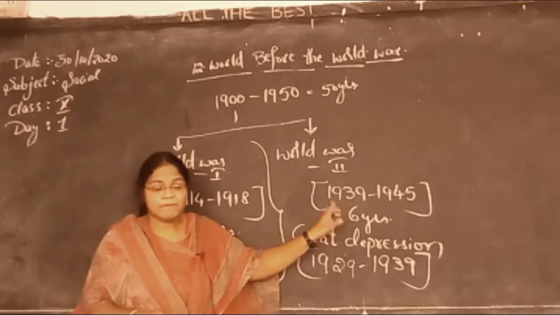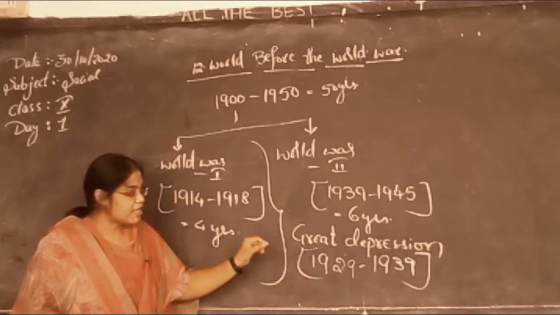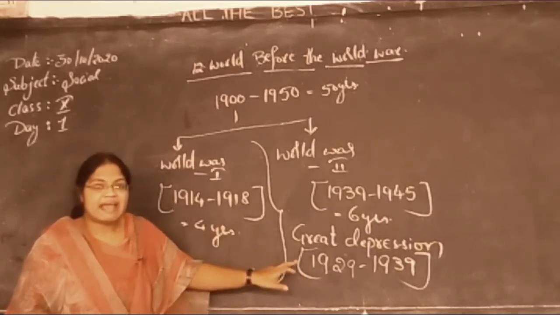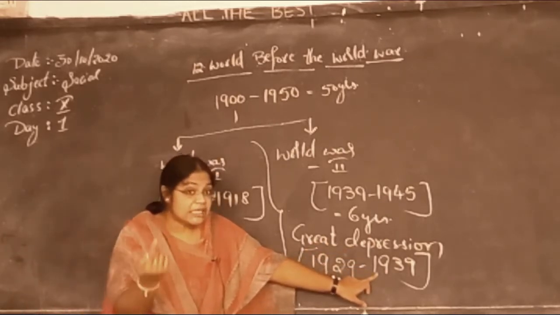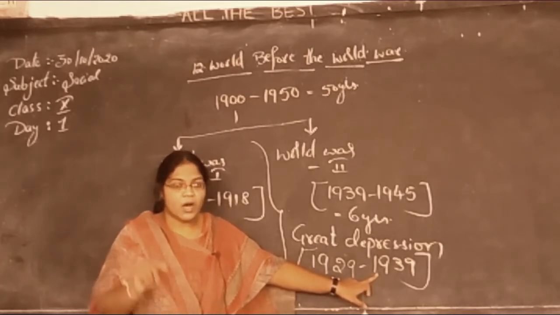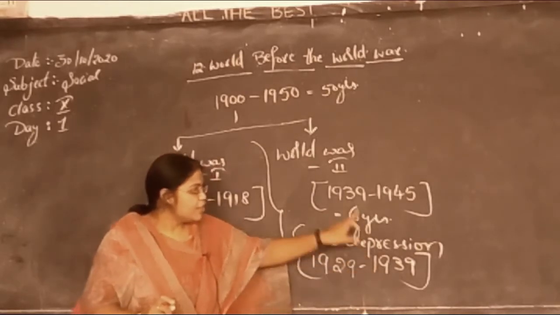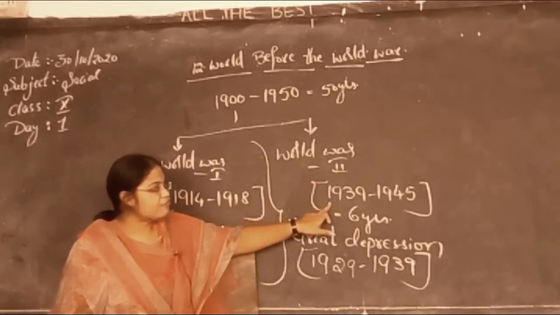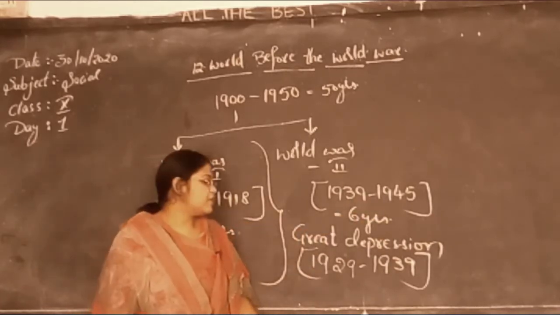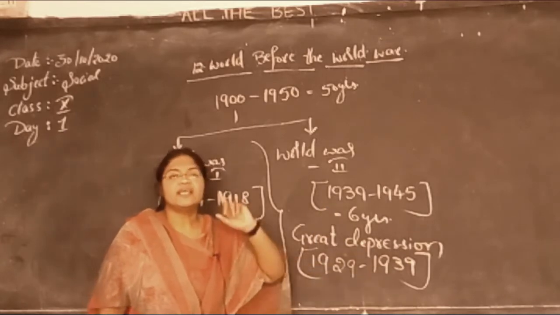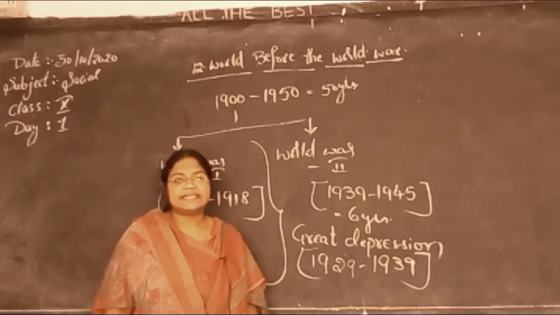Are you understanding? The Great Depression started at the end of 1929, and it ended at the starting of 1939, because the Second World War started from 1939 to 1945. That was the reason for the ending of the Great Depression in 1939 and the starting of the Second World War.